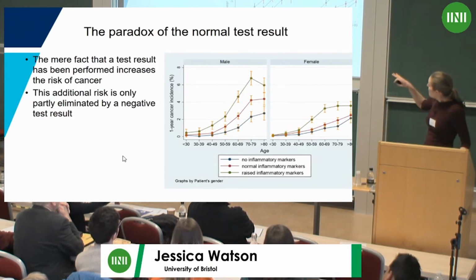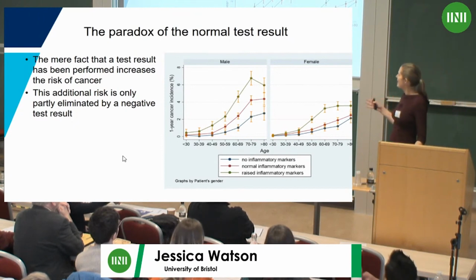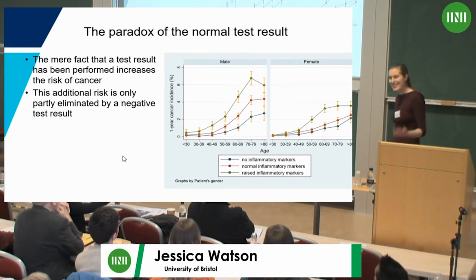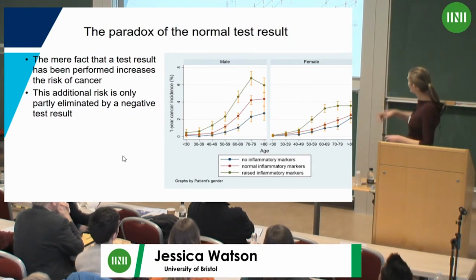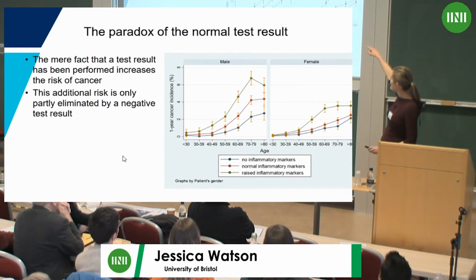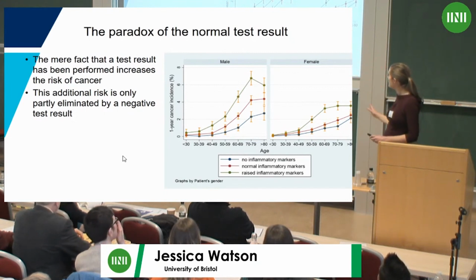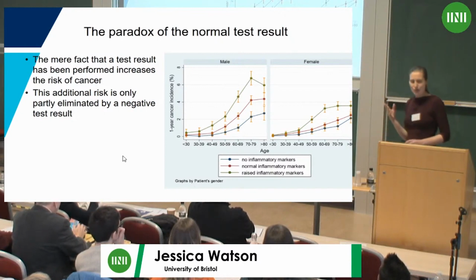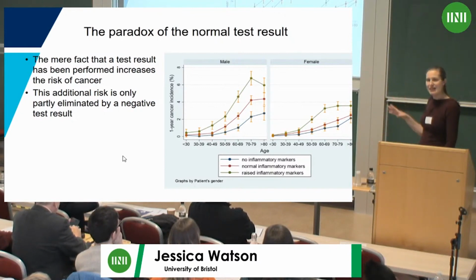So the paradox of the normal test result is the fact that you've had the test done increases the cancer risk. That's shown by the green line at the top there. We've stratified it now by gender and by age. The normal test results are the blue line at the bottom, but you can see the red line in the middle is those patients with a normal test result who are still at an increased risk of cancer.